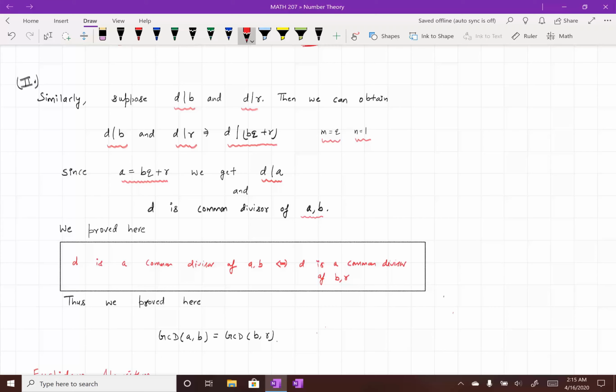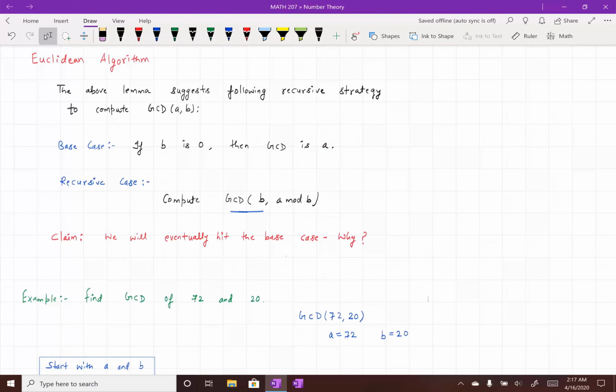So that means the pairs A, B and B, R will have the same common divisors. And if they have the same common divisors, then you can say their greatest common divisor is going to be equal. And that's the reason you are claiming that the greatest common divisor of A and B is equal to the greatest common divisor of B and R. So now we are in a position to describe our Euclidean algorithm.